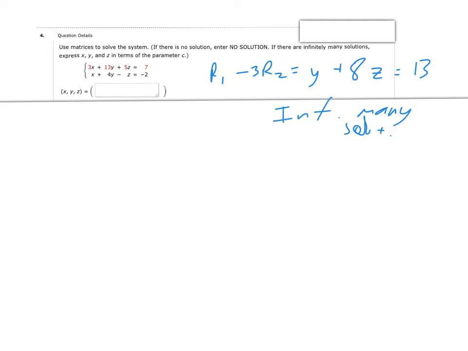So I am going to again, just like last problem, write x, y, and z in terms of the parameter c. So that just means they want me to define the z as a c. And so now I'm going to isolate y on this equation in terms of c. So y plus 8c equals 13. So y equals 13 minus 8c.